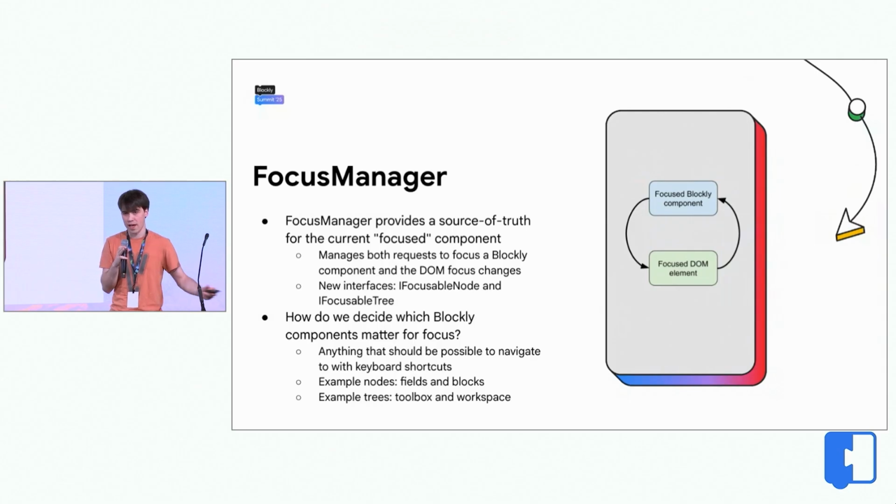Ultimately, the purpose is to manage the synchronization between the DOM and Blockly and have a single source of truth for what is currently the thing that matters in Blockly, the thing that currently should have focus. From a technical perspective, this is fueled by these two new interfaces called focusable node and focusable tree. The specifics of this aren't necessarily that important. This is just the general structure of how this works. Nodes are things that you can directly select or interact with that are important, things like a field or a block or a bubble. Trees are this concept of context, which I'll actually show in a couple slides with a visual because it's a little bit easier to understand.